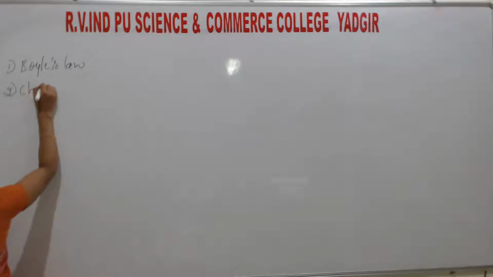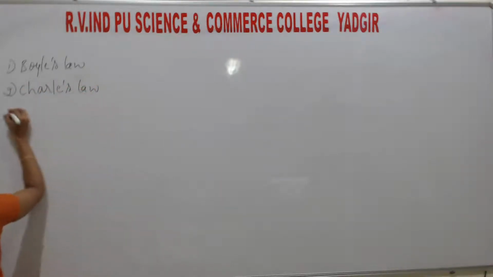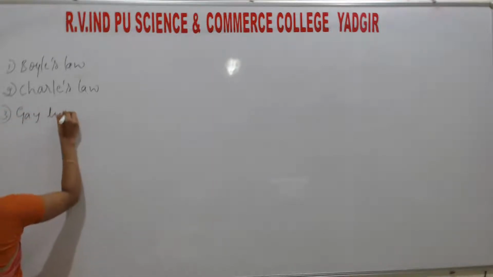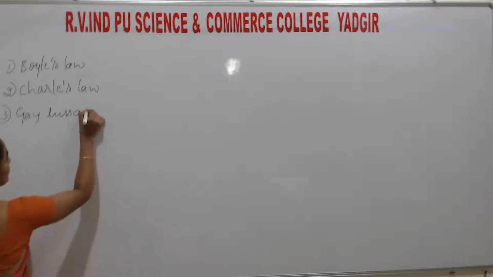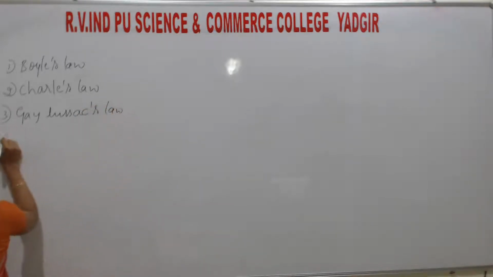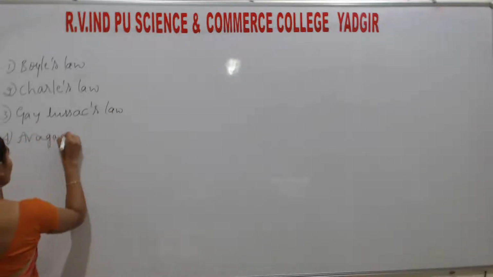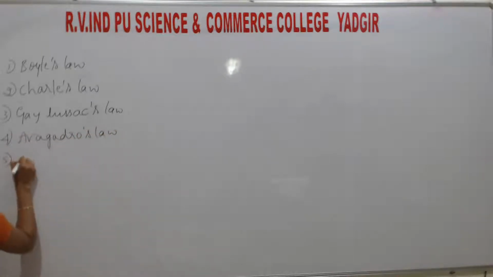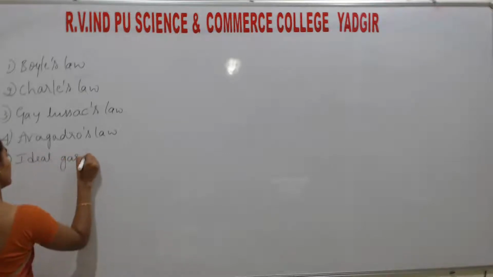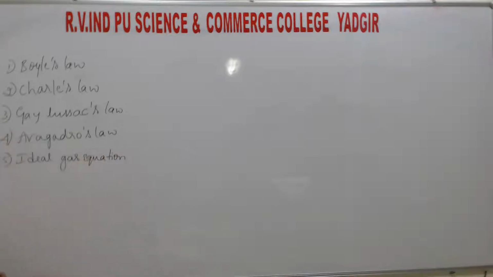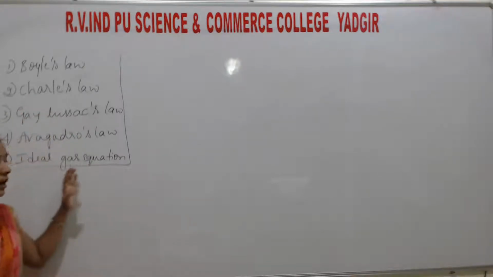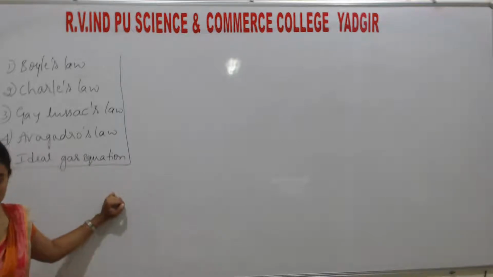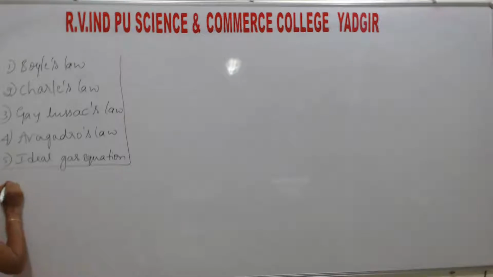Okay, second, Charles' law. Third, Gay-Lussac's law. Fourth, Avogadro's law. And the last one, the ideal gas equation. Okay, so these are the 5 laws which tell about the behavior of the gases: Boyle's law, Charles' law, Gay-Lussac's law, Avogadro's law, and the ideal gas equation. Understand? So we will discuss one by one. So first I will go with Boyle's law.